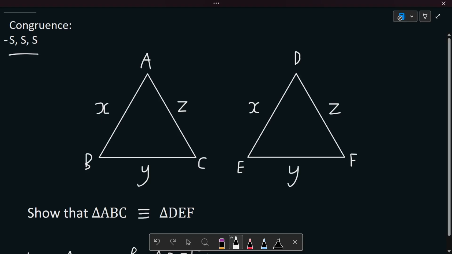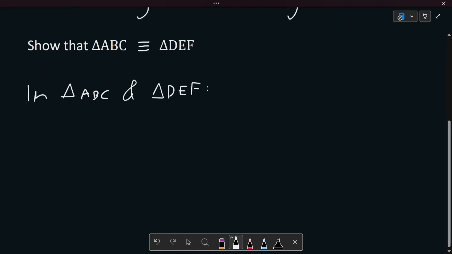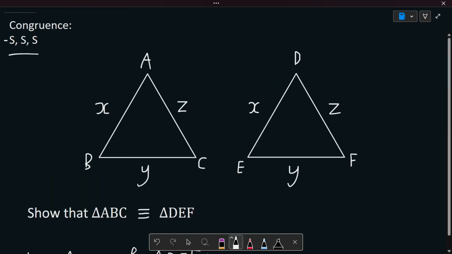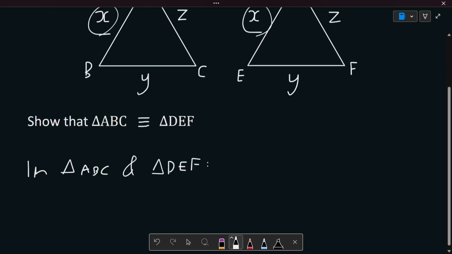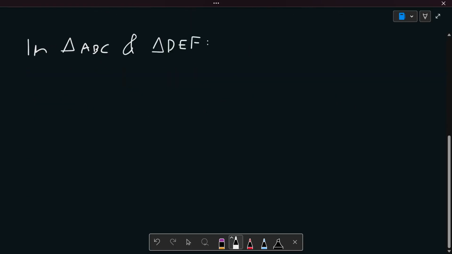As you can see, side AB is equal to DE because it shares the same side, which is X. So what do we say here? We say that side AB is equal to side DE, which is equal to X. And this is given to us.